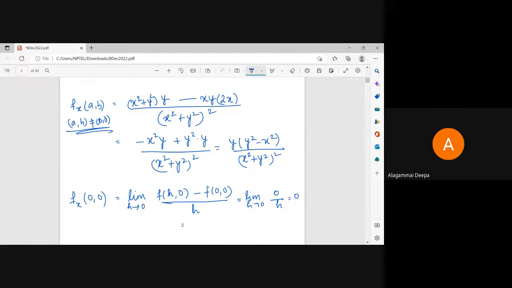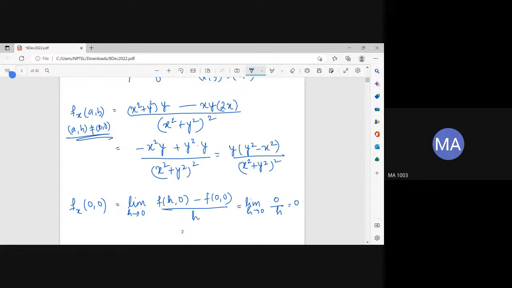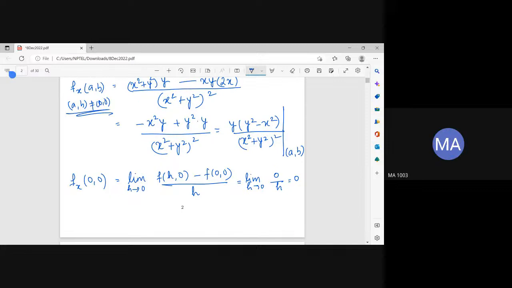It won't take negative value. No, why? Okay, so here I made a mistake at a comma b. I have to evaluate this at a comma b, right? Yes, ma'am. So if b is greater than a, or a is greater than b, then this term is going to be negative, right? Okay.